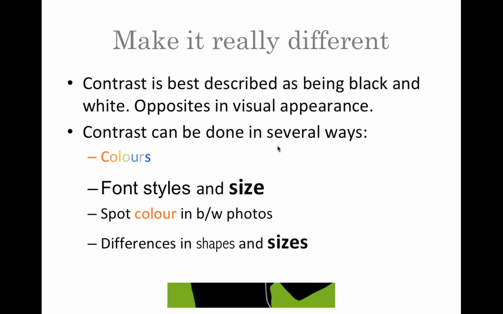Whenever we're working in contrast, we have to think that contrast should be very obvious. Things shouldn't look similar in appearance, it should look quite different. And so when we take a look at things here, colors can create contrast in text, in images, the font styles and size of the font. Also, spot color in black and white photos is a great example, and we'll take a look at some of those in a minute. And differences in shapes and sizes as well. So if you have 3 squares on a page and a circle all grouped together, the circle is obviously going to stand out because it's different.